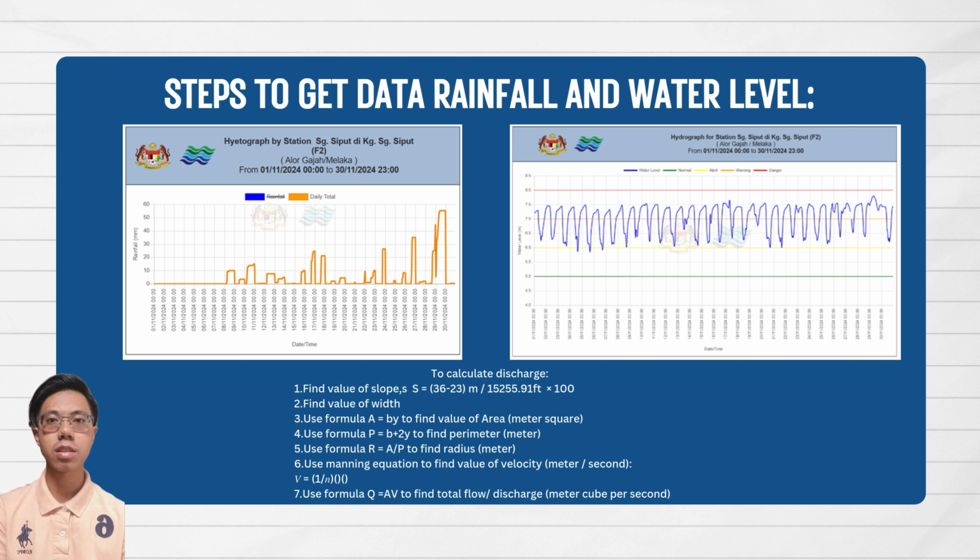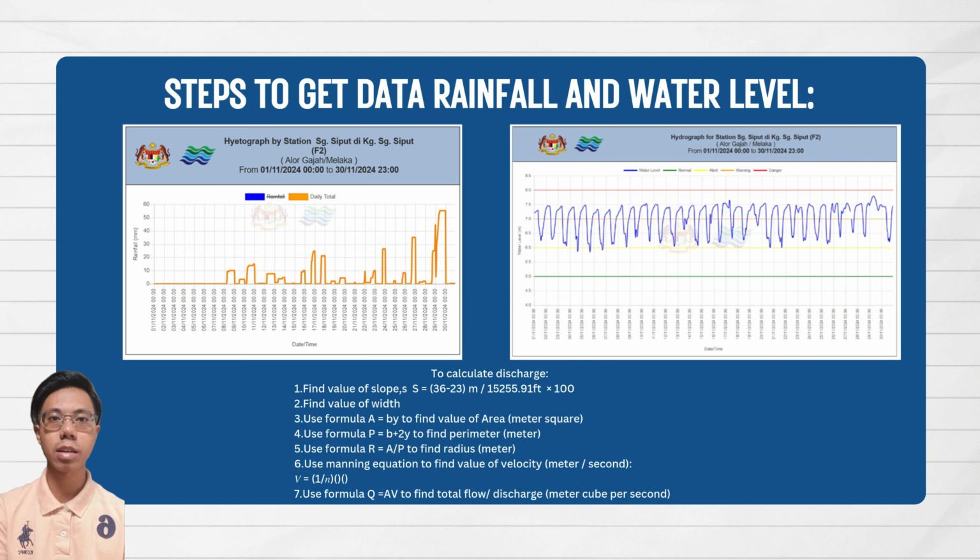Based on observations, we have chosen 3 days with the highest water level in November, which are on November 19, 26 and 29. To get the discharge value for each hourly interval for the 3 days, there are several values that need to be calculated first. First of all, find the value of slope S.